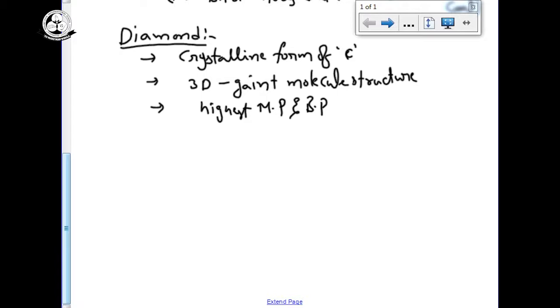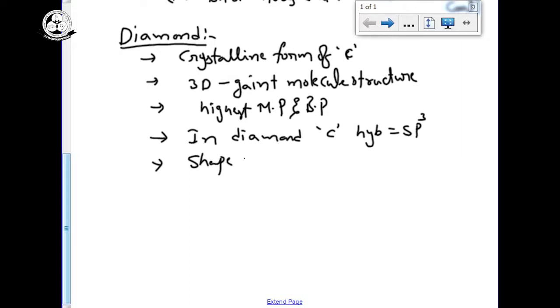Internally, in diamond the hybridization of carbon is sp3. sp3 means the shape of the molecule is tetrahedral. We know the tetrahedral shape like this, 1 2 3 4. Here also, all of these are carbons only.